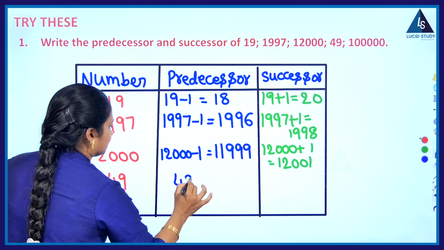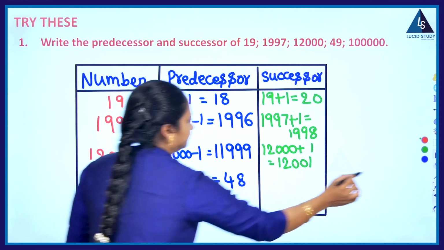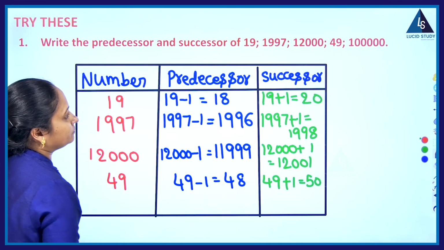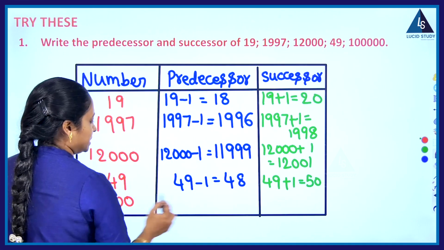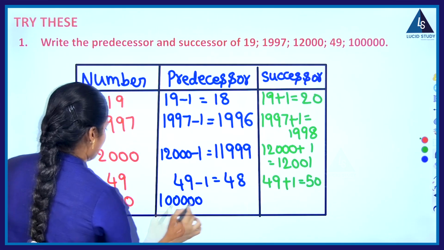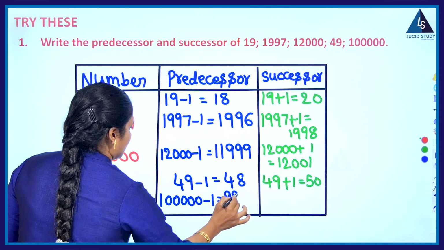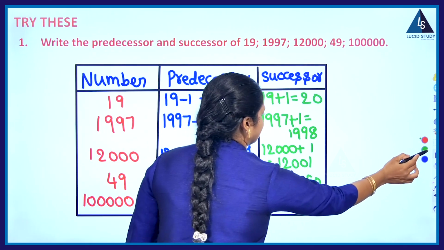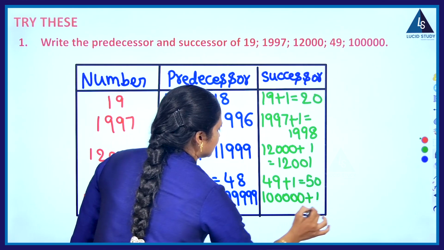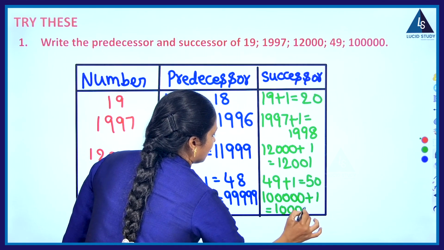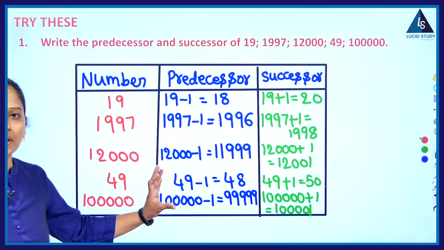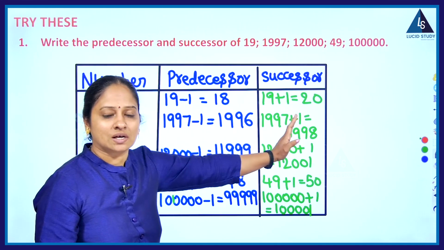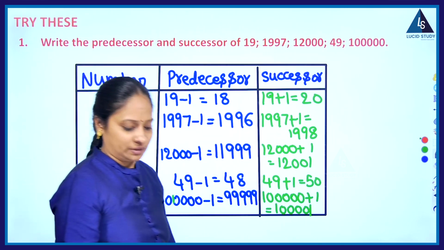See the next number, 49. Write its predecessor as 48. Write its successor as 50. See the next number, 1 lakh. So, what is its predecessor? 1 lakh minus 1, that is 99,999. Next, its successor, that is 1 lakh plus 1, that is 1 lakh 1. So, in this way, we can write a number's predecessor by subtracting 1 from it, and we can write its successor by adding 1 to that number.